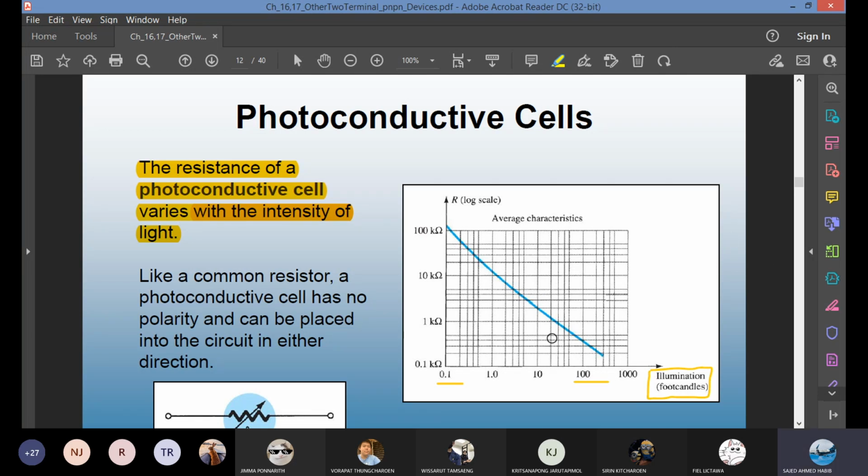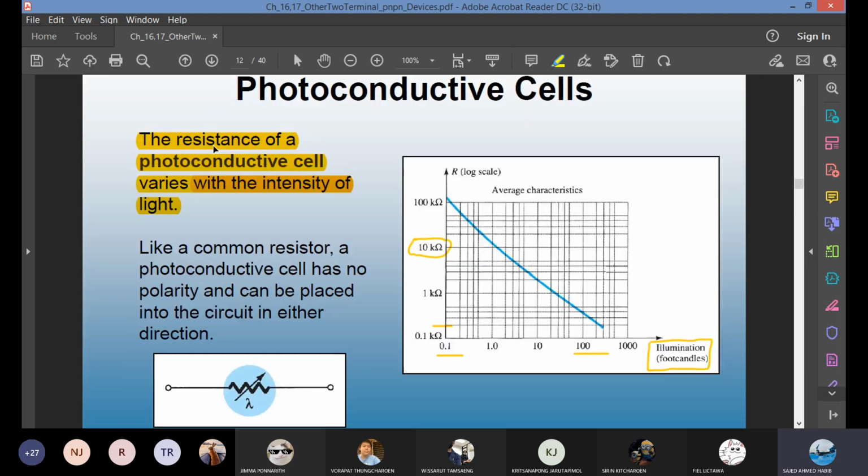The stronger the light, the lower the resistance. So maybe here is 300 or 500 foot candles. You see what is the resistance? Less than 1 kilo ohm. If you have 1 foot candle of light, it is about 10 kilo ohm of resistance. What does resistance do to your current? The more resistance you have, the less current you have. The less resistance, the more current, which means the stronger the light, the more current you conduct, which should make sense. With more light, you should have more current.